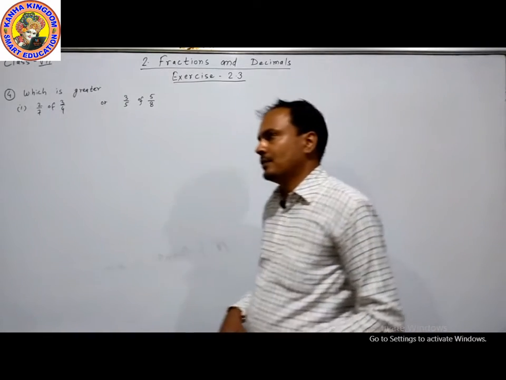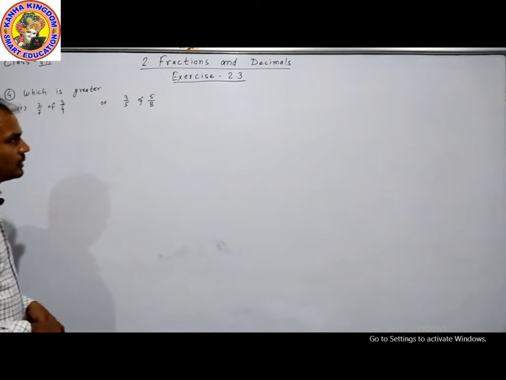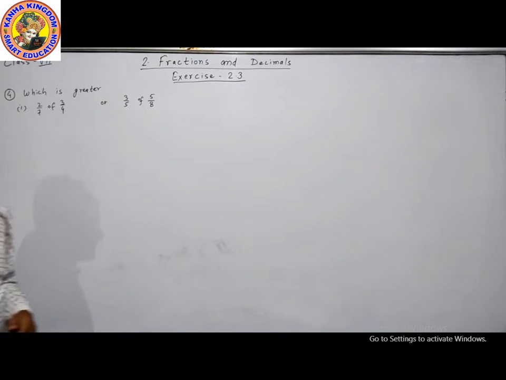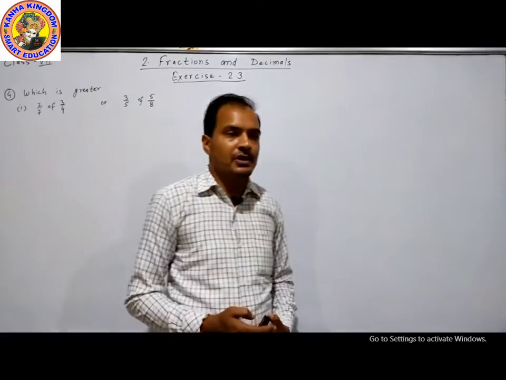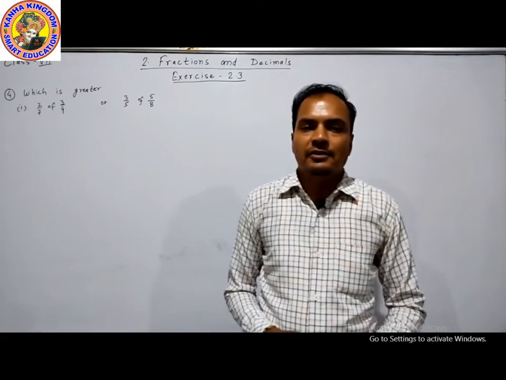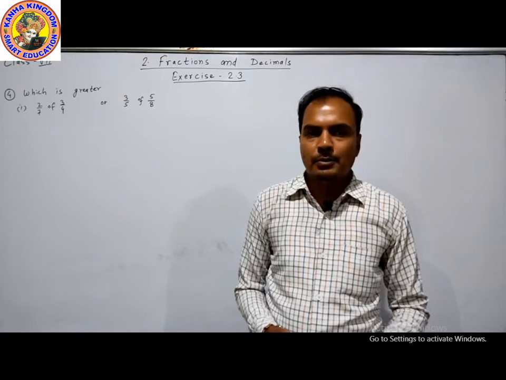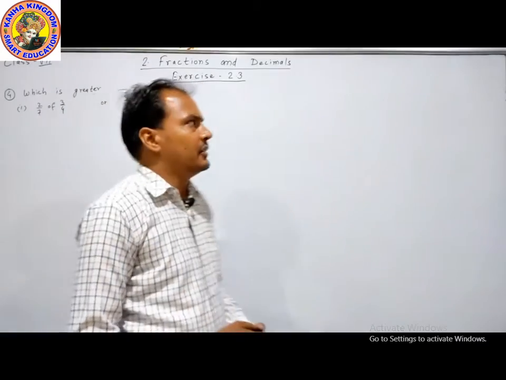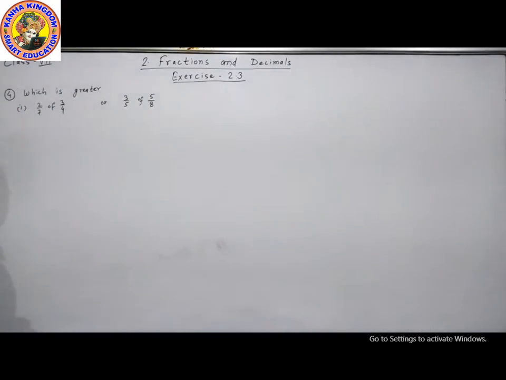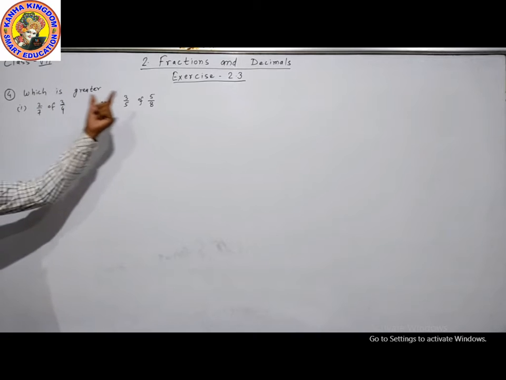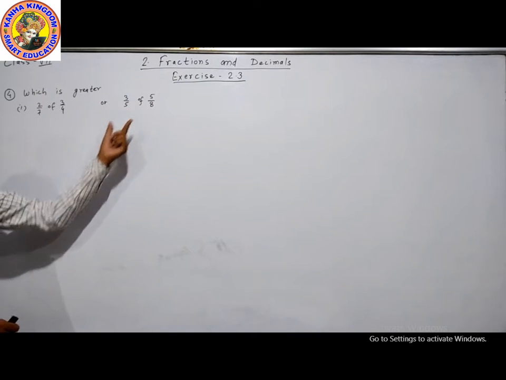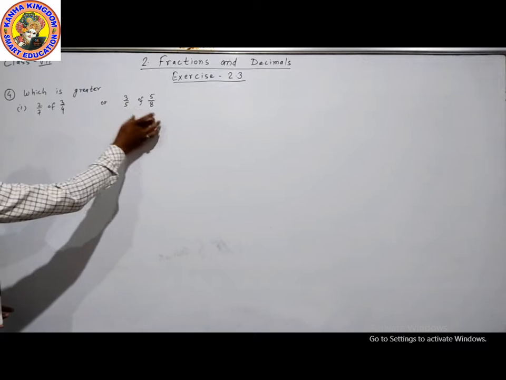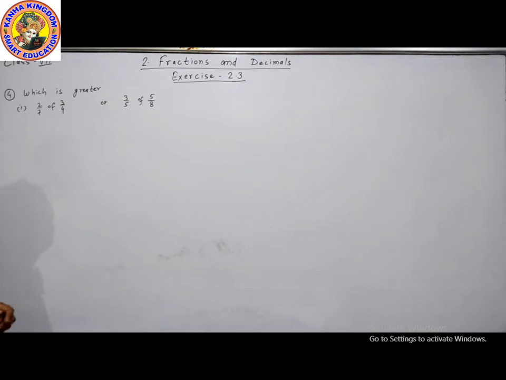So students, now we are taking exercise 2.3. Questions number 1, 2 and 3 are multiplication questions which we already did in exercise 2.2. So you can do these questions yourself. Now I am taking question number 4, which is greater: 2 by 7 of 3 by 4 or 3 by 5 of 5 by 8. These are two numbers. Which one is greater?